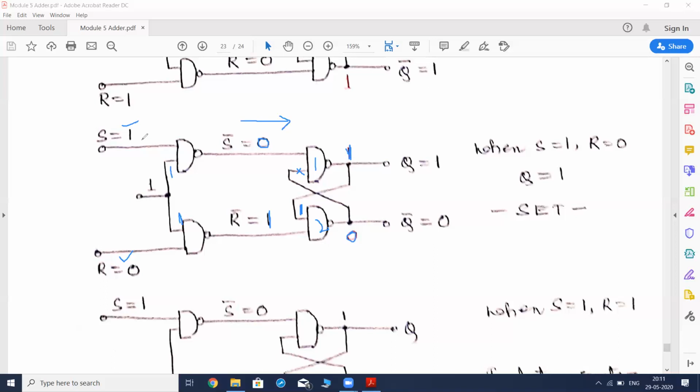So now with input S equal to 1 and R equal to 0, that is what is being written over here. S is equal to 1 and R is equal to 0. As a result of that, we are going to get Q equal to 1. So if we get Q equal to 1, we call that state the set state of the latch. So we call it the set state for the latch.